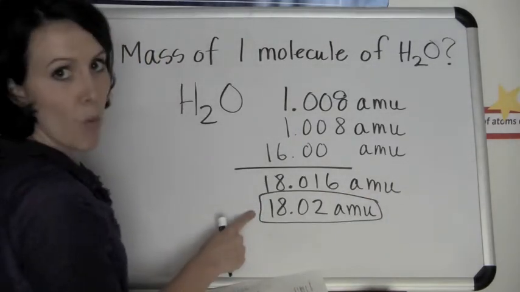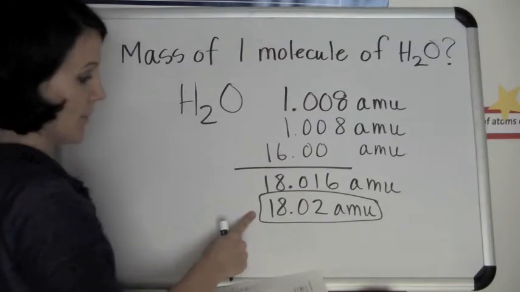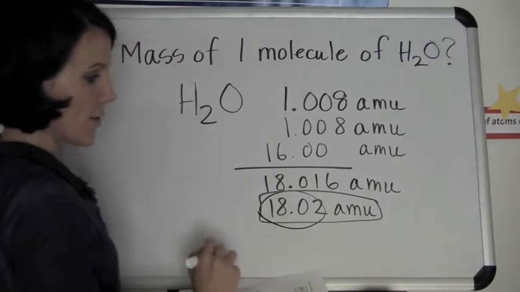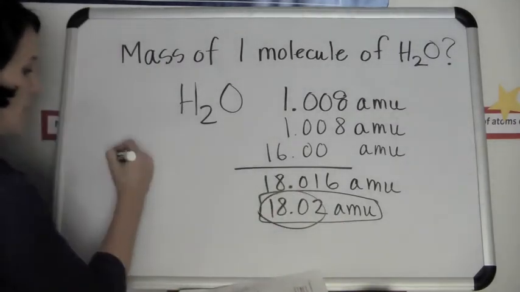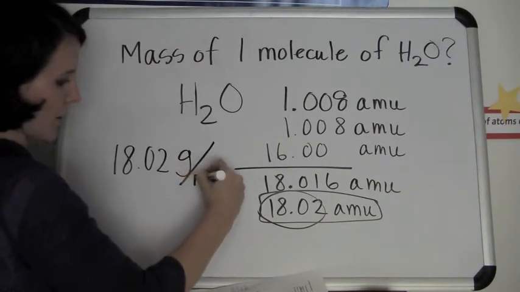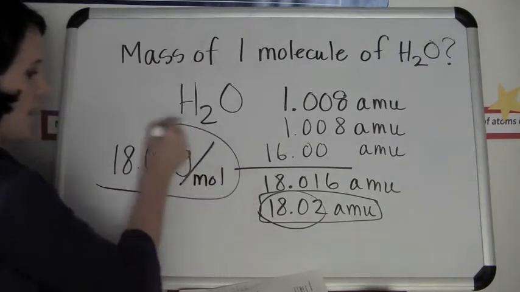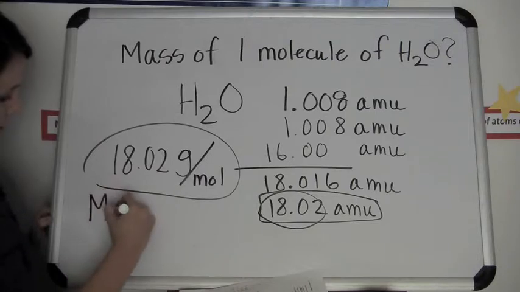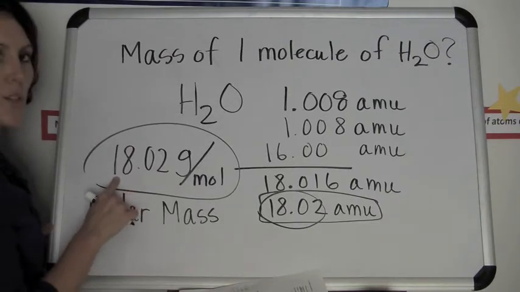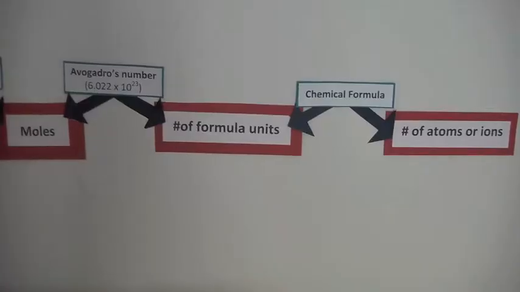What is the mass of 1 mole of water? The mass of 1 mole of water is this same numerical value, but it has different units. The units are grams per mole. This is known as the molar mass. The molar mass of water is 18.02 grams per mole.